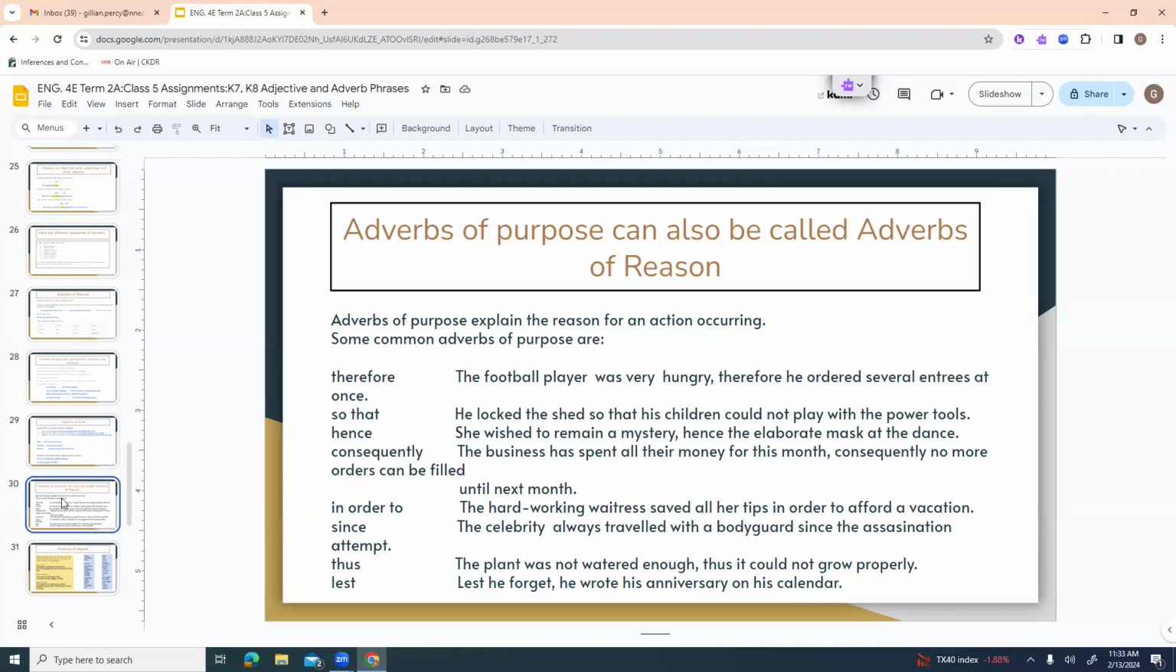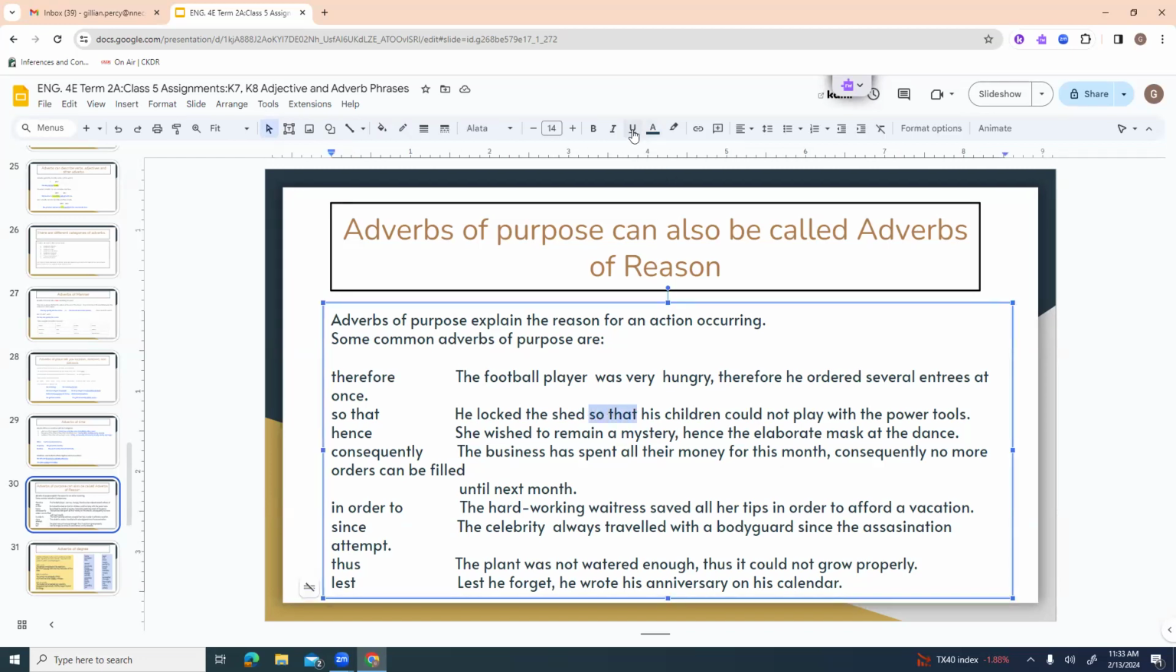So for example, therefore, the football player was very hungry. Therefore, he ordered several entrees at once. He locked the shed so that his children could not play with the power tools. I'm going to underline these so it's a little more obvious which word is which. Here we go. Okay. She wished to remain a mystery, hence the elaborate mask at the dance. The business has spent all their money for this month. Consequently, no more orders can be filled. Consequently, be kind of like as a consequence of, as a result of.